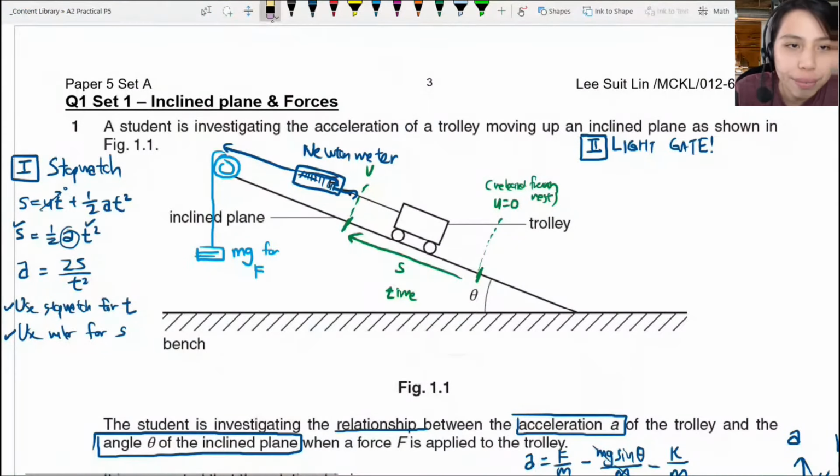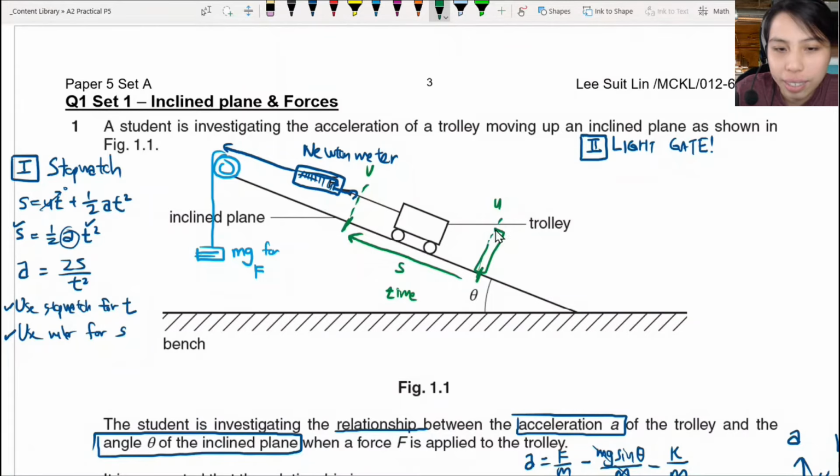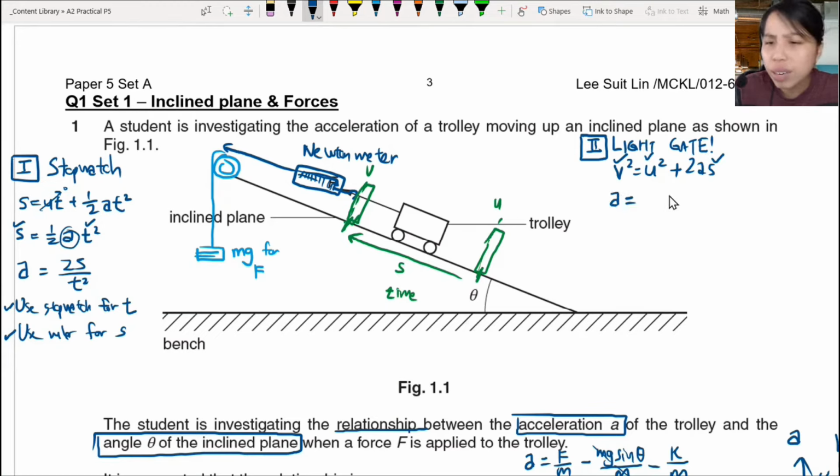Okay. So we have initial speed. Doesn't matter what speed it is. You can put a light gate here. You can put another light gate here. Then, if you have final speed and initial speed, v squared equals u squared plus 2as, we can find acceleration if we know the distance between the light gates, the initial speed, and the final speed at the light gates. This is the method of light gate. So a will be, rearranged, v squared minus u squared over 2s.